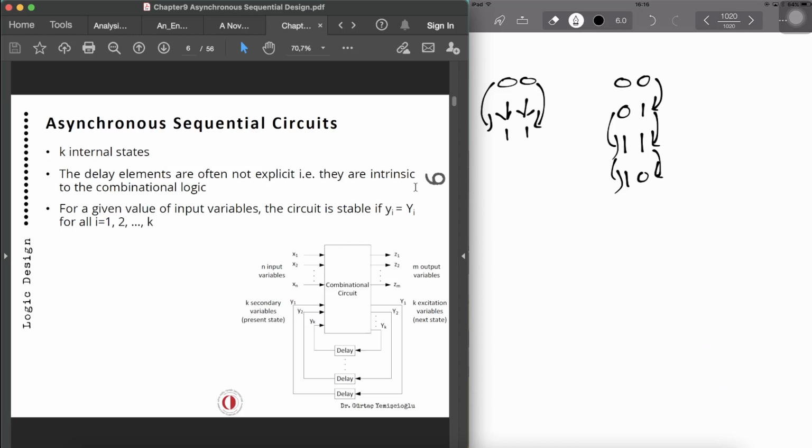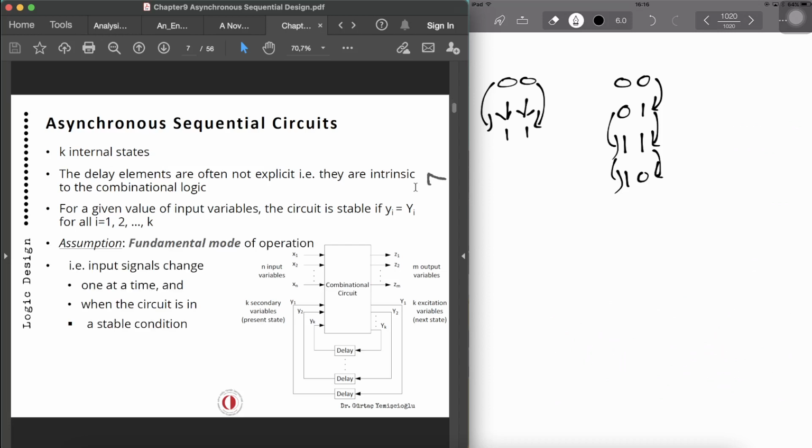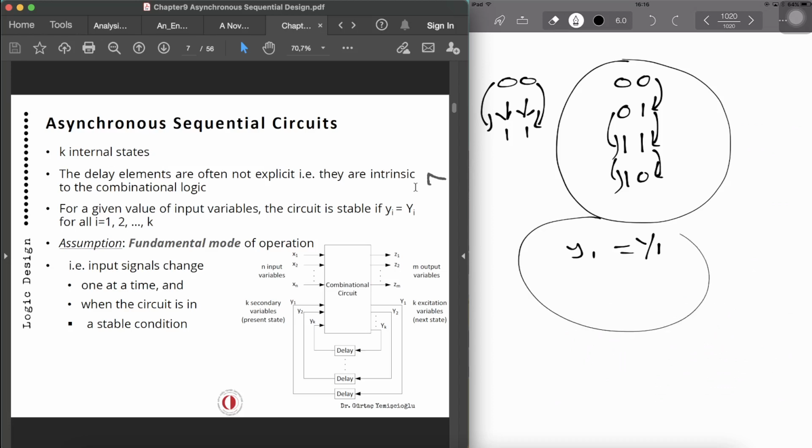So another important thing is the fundamental mode of operation. What is this fundamental mode of operation? This means that the input signals can change one at a time and only when the circuit is in a stable condition. So this is one thing that we need to satisfy: inputs change one at a time and when the circuit is in a stable state condition. That means the present state matches the next state. So these are the two fundamental mode of operation conditions that we need to consider.